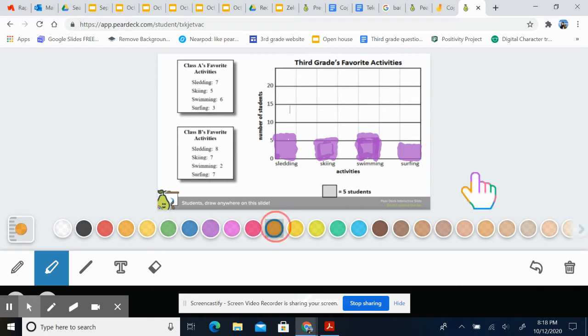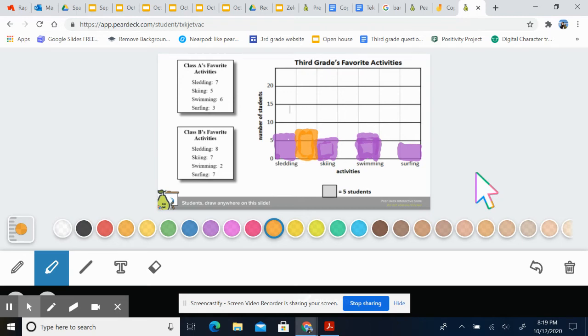Now you're going to choose another color for Class B so that you can tell the difference, and also it represents another class. Sledding, 8 people voted. So you can see that sledding was more popular for Class B than Class A. Now remember, you said that sledding was 7 votes, so this is slightly above, and it's still below 10. So there's your 10 mark, there's your 5. You said this was 7, so this is 8 voters.